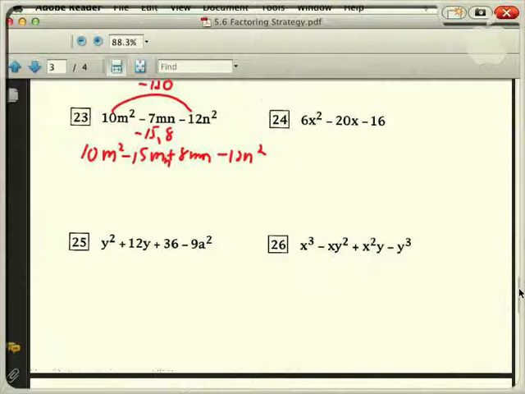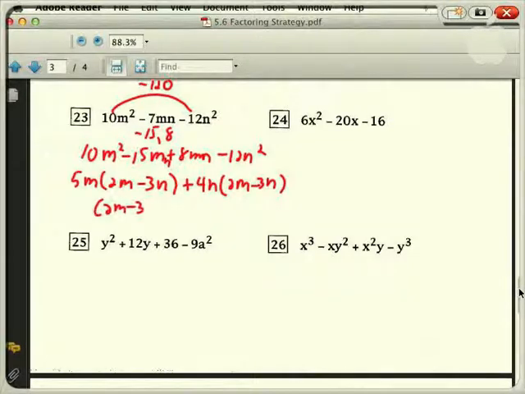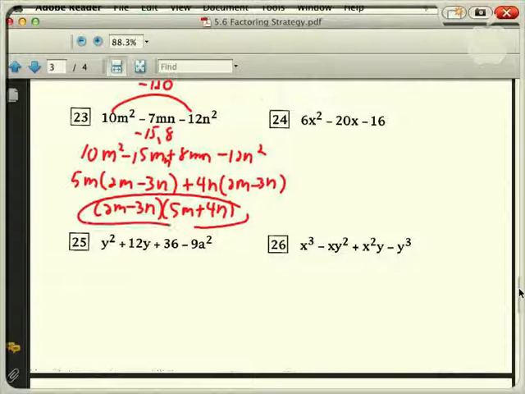Now do grouping. So we will take 5m out of the first two, 2m minus 3n, and 4n out of the last two, so that'd be 2m minus 3n, and then pull out 2m minus 3n, and we have 5m plus 4n. Bet you can't say that fast 10 times.